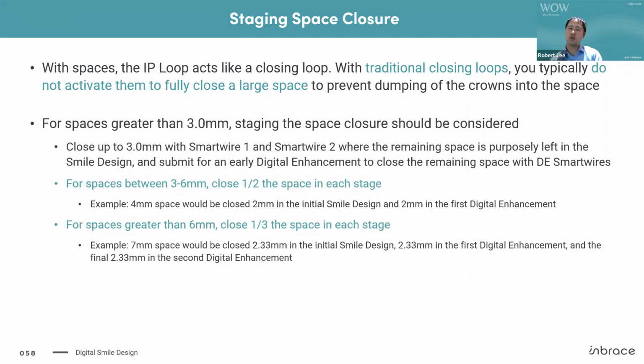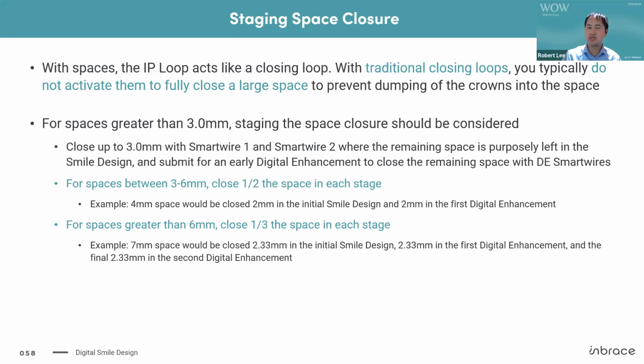So you can close up to 3 millimeters with your smaller 1 and smaller 2. Then you can submit for a digital enhancement after those have expressed to close the remaining spaces. So you would actually purposely leave some space in your initial smile design. For example, if you have a space between 3 to 6 millimeters, our general recommendation is close about half the space. So if you had a 4 millimeter space, you would close about 2 millimeters in your initial smile design and 2 millimeters in your digital enhancement.